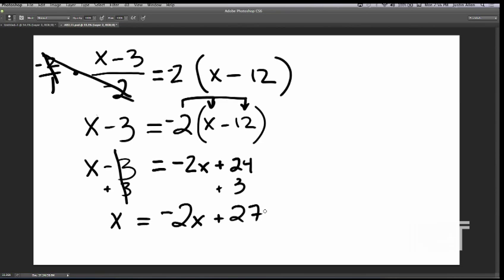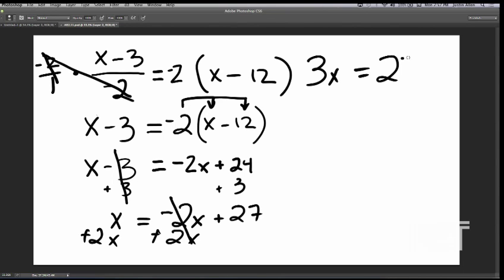The next step would be to add 2x to both sides of the equation. On the right side of the equation, adding 2x to a subtracting 2x will cancel, and on the left side, we'll get 3x = 27.